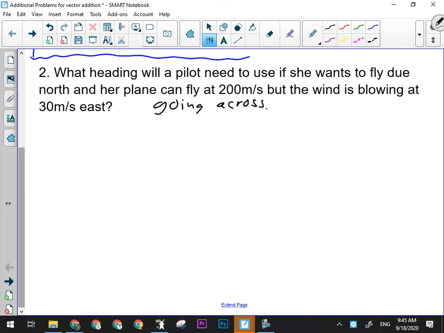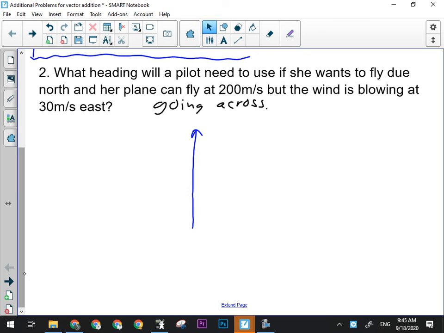So in a question like this, they're actually telling me your resultant is this. Your two vectors add up to this. Okay? They're saying I want to end up going due north. So that means my resultant is due north. Okay? That's my result. She wants to end up flying due north. Okay? There's a wind that's blowing 30 meters per second due east.